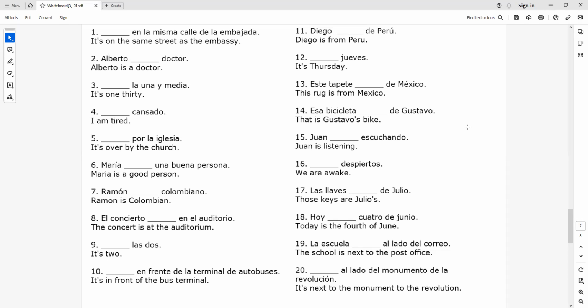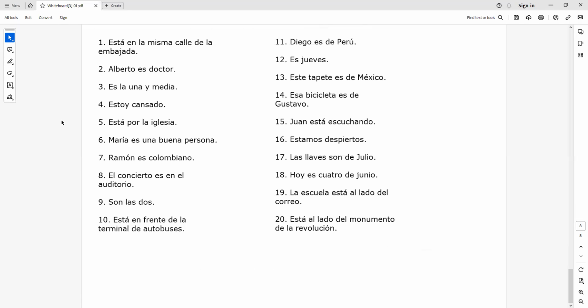All right, so I hope that you have done well and that you found it easy to go through. So number one, está en la misma calle de la embajada. Alberto es doctor. Es la 1:30. Estoy cansado. Está por la iglesia. María es una buena persona. Ramón es colombiano. El concierto es en el auditorio. Son las 2. Está enfrente de la terminal de autobuses.